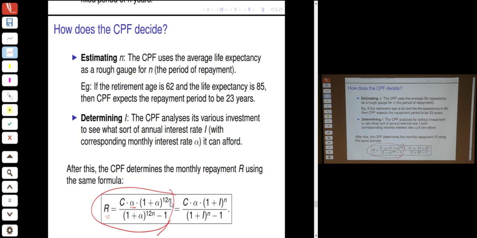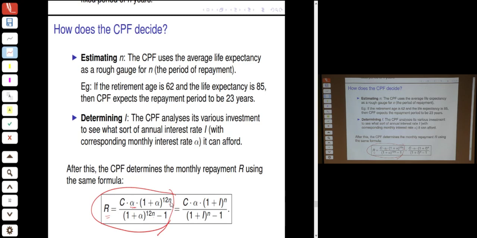The CPF board uses an estimate for how long you will live after your retirement using statistics for the population. So the CPF board has data on the life expectancies and details of many individuals, and from this data it arrives at an estimate of an average life expectancy for a citizen after he retires. Okay.